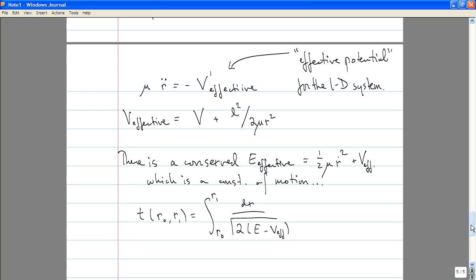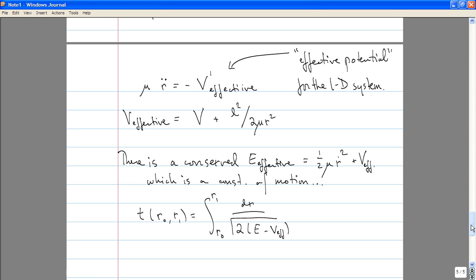So it's probably worth mentioning that this effective potential is itself a function of the angular momentum. It's only when I use the fact that angular momentum is conserved that I can write down an expression for the effective potential in terms of L. And for orbits or trajectories with different angular momenta, the form of the effective potential will look different.